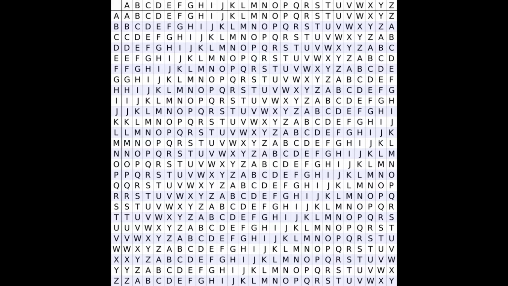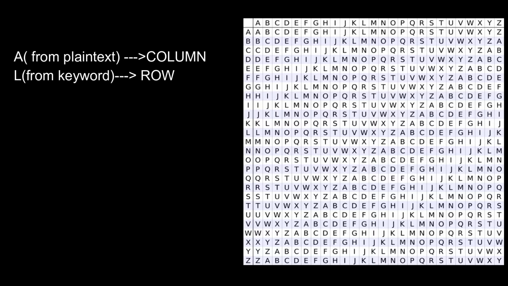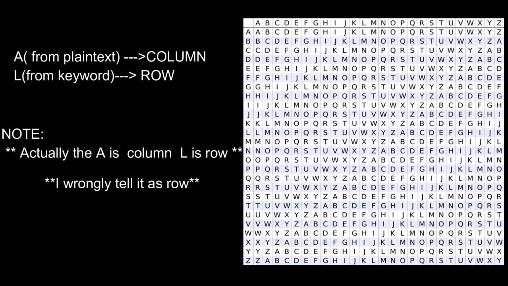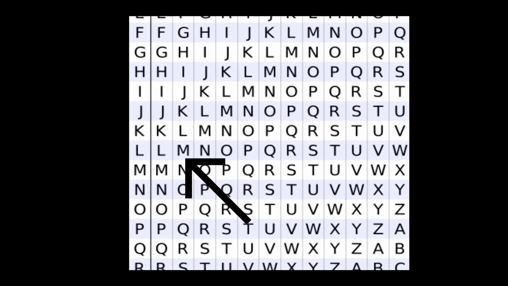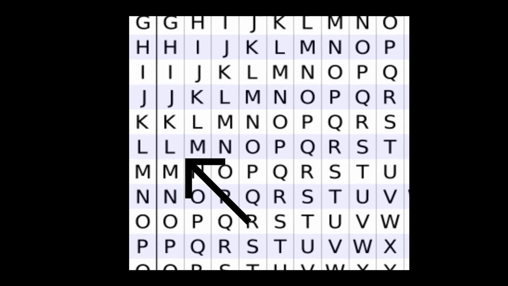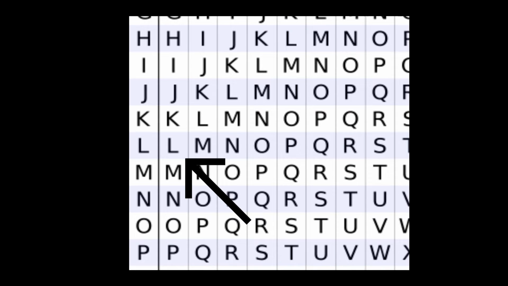Now, using this Vigenere table we are going to find the ciphertext. Take the letter A from the plain text and consider it as a row, and take the letter L from the keyword and consider it as a column. Look up the value in the Vigenere table, at the A row and the L column, and we will get the value L.